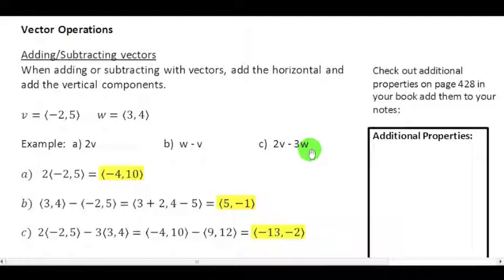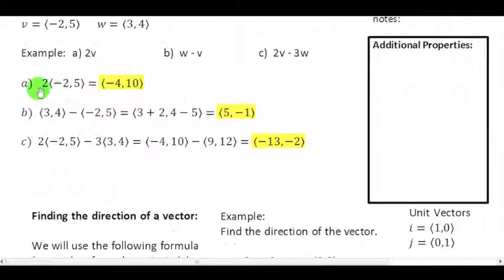If you look at part A, I have 2 times the vector v. Well, I literally just distribute the 2 to each part, and I get negative 4, 10. Self-explanatory. In the next part, it's w minus v. So I take w, I subtract v, and I literally say 3 minus negative 2 is 3 plus 2, which is 5. 4 minus 5 is negative 1.